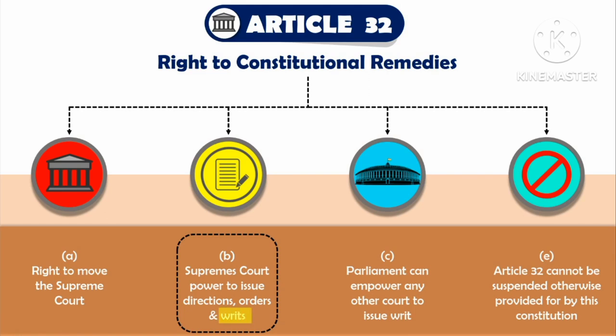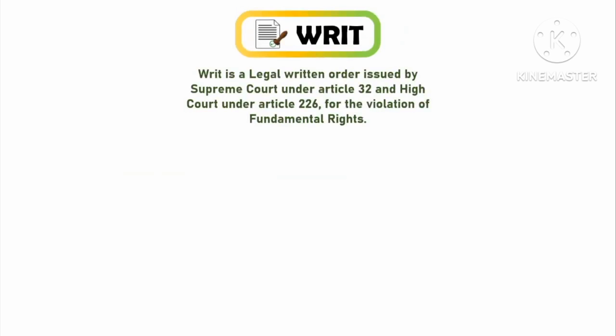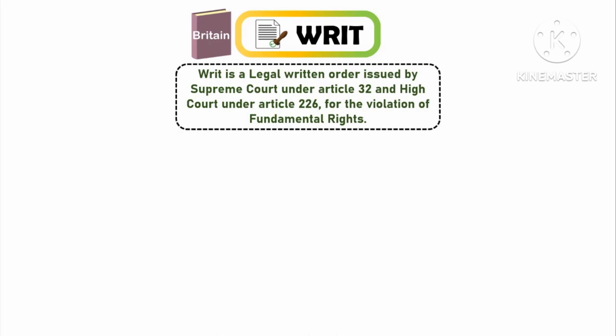Well, as we already know, the power to issue writs rests with the Supreme Court as well as the High Court. First of all, we have to understand what a writ is and from where we have taken this provision. Well, a writ is a legal written order issued by the Supreme Court under Article 32 and the High Court under Article 226 for the violation of fundamental rights. This provision has been taken from the British Constitution. This is the simple and general definition of a writ. Let's understand this in detail.